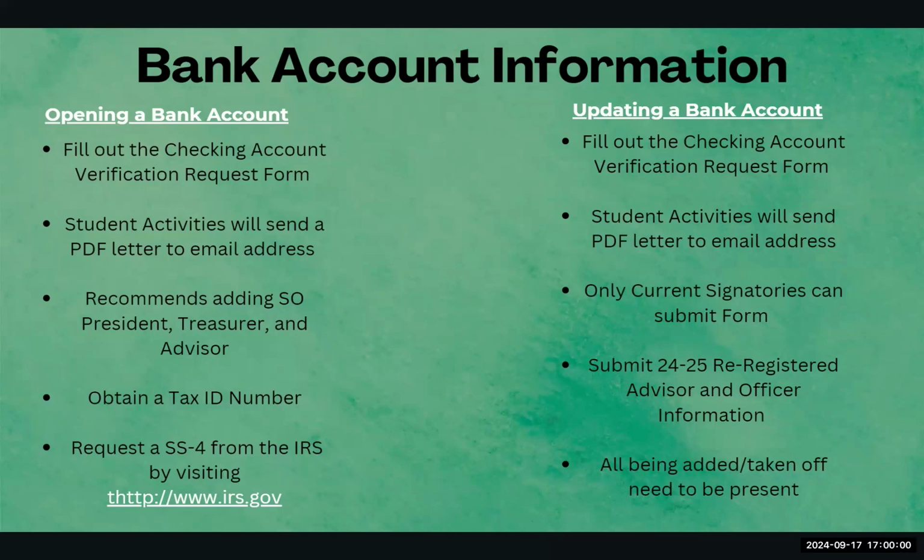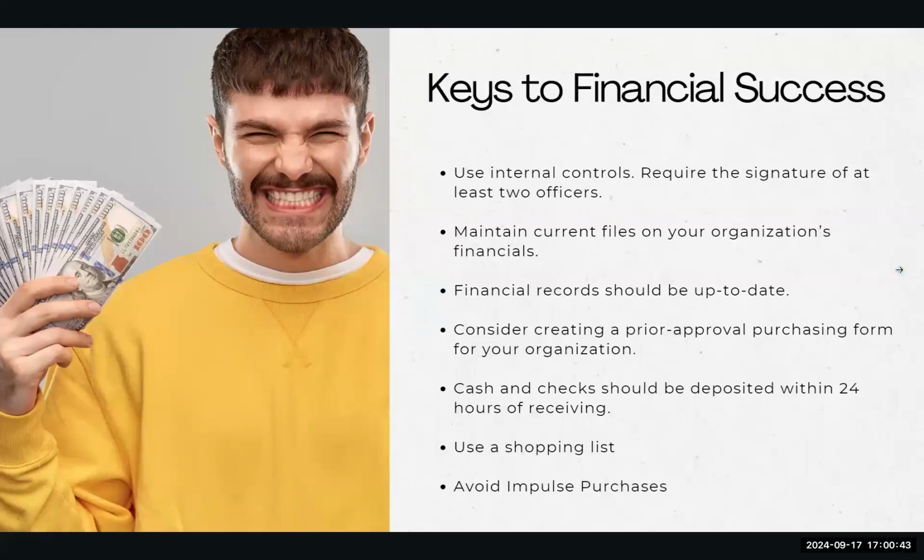That's because when we're looking at the form to make the letter, if Jane is listed as the president on the checking account request form, but the roster still says it is John, we won't be able to complete that letter until the roster is accurate. Even if you're transitioning after you register, like in the spring, you have to update your OrgSync roster before we can make those edits. And all those being added or taken off have to be present when you're updating your bank account.